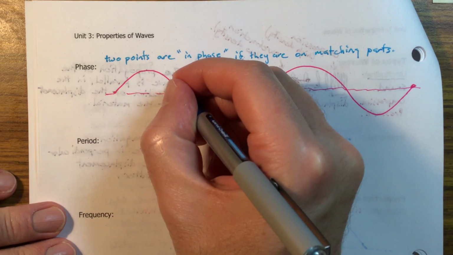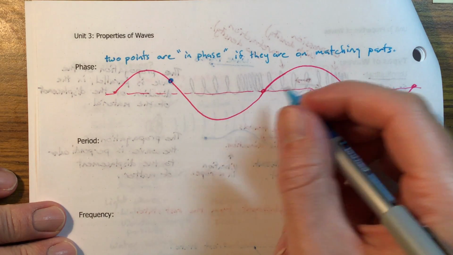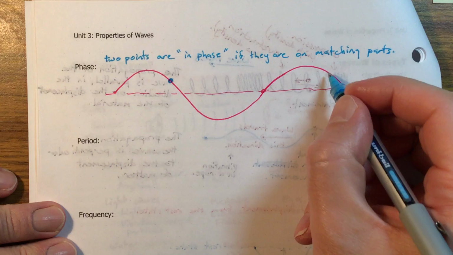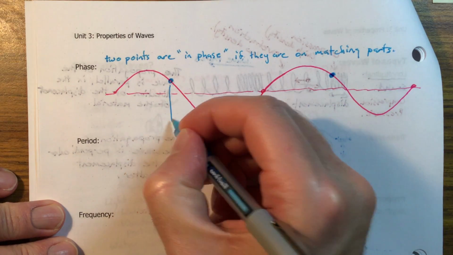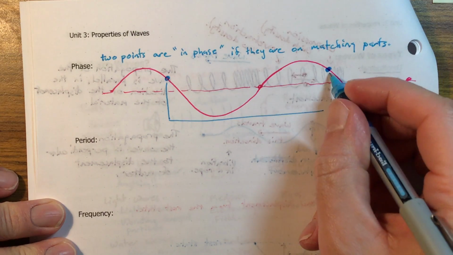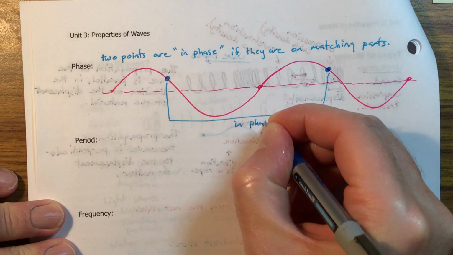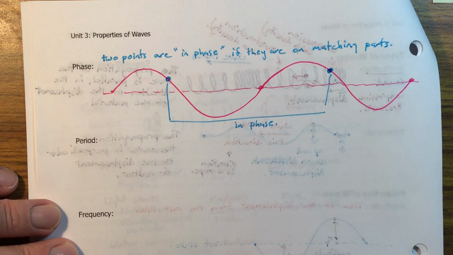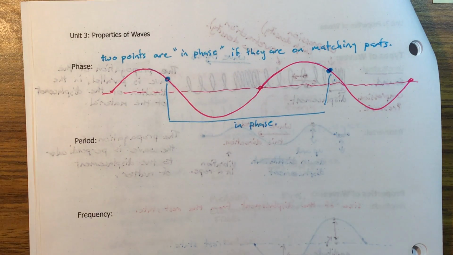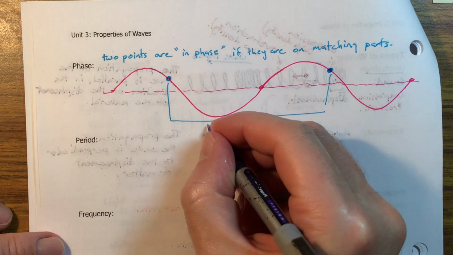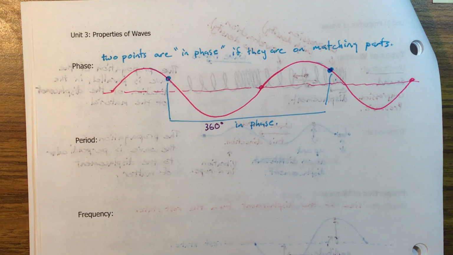Okay, so this point right here is in phase with this point right here. These 2 points are considered in phase because they're on matching parts of the wave, right? They're at the same height on this downward slope. Now we can say they're 360 degrees in phase. There's a reason for that. We say that they're 360 degrees in phase.